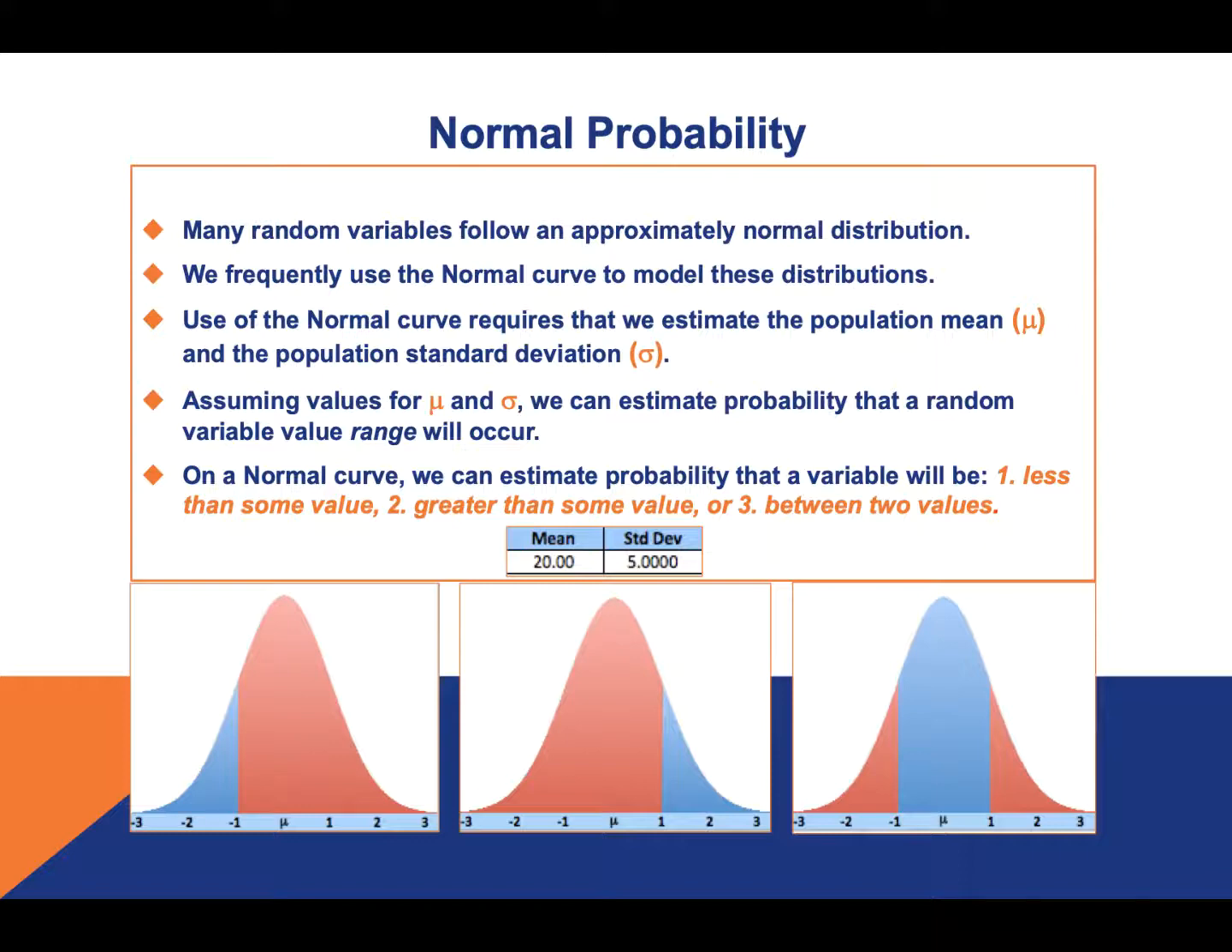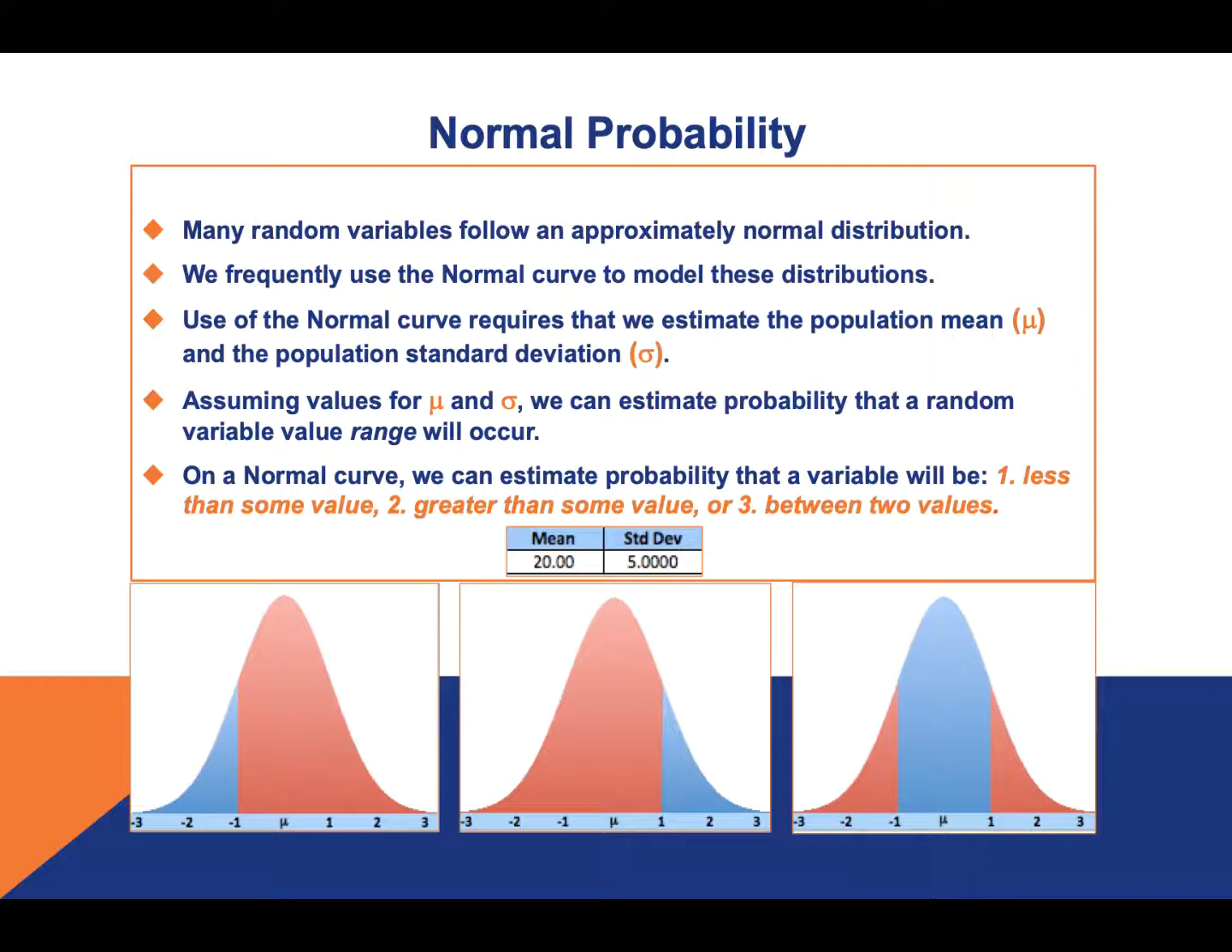Use of the normal curve requires that we estimate the population mean mu and the population standard deviation sigma. This is notably different than when using descriptive statistics, when we can calculate a known value for x bar and s, which are sample statistics.